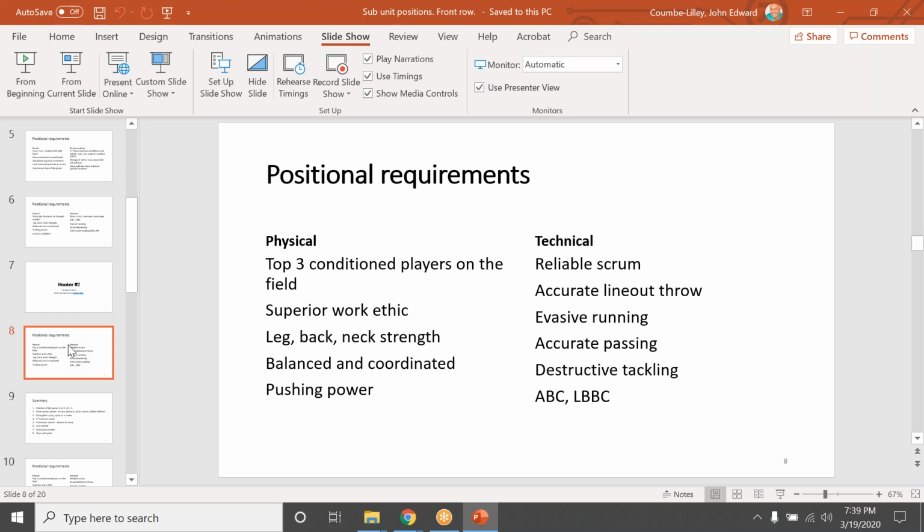Technically, you just need to be reliable. So we don't need the best scrummager. We just need a reliable scrummager that wins our ball. We need an accurate, reliable throw is what we need. Evasive, accurate passing, destructive tackling, ABCs, LBCs as the loose head.